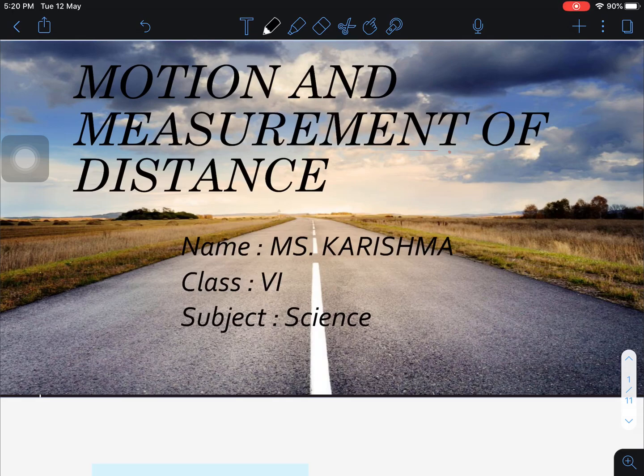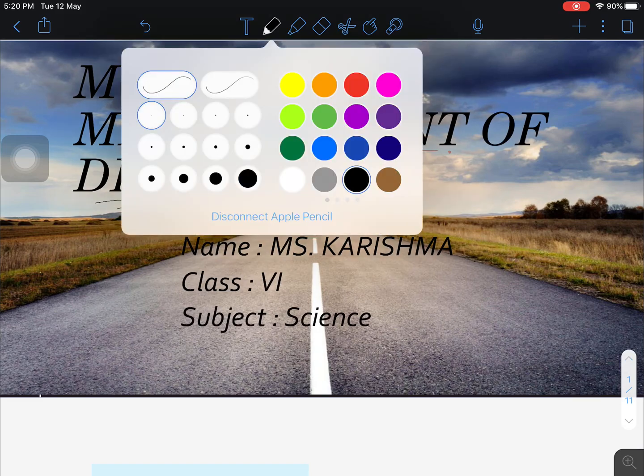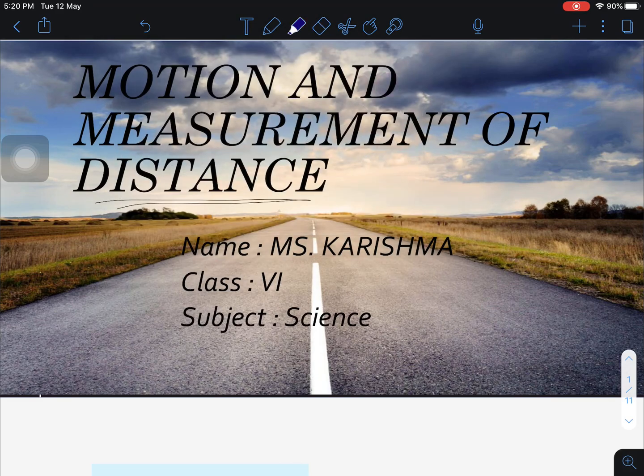So we are starting with motion and measurement of distance. In this particular part, we'll be talking about distance and how we can measure it.